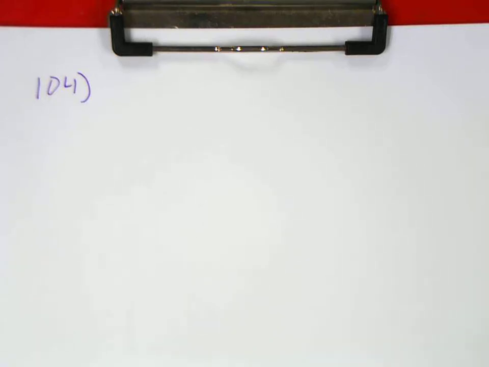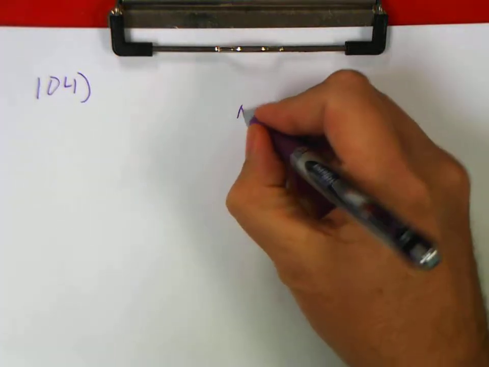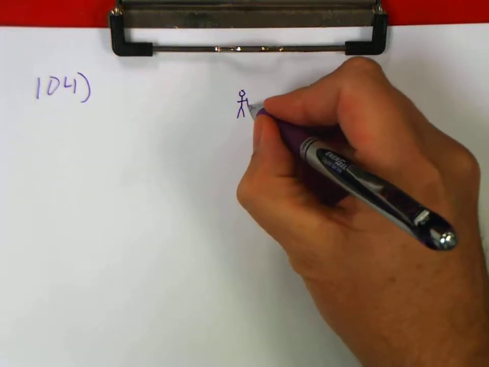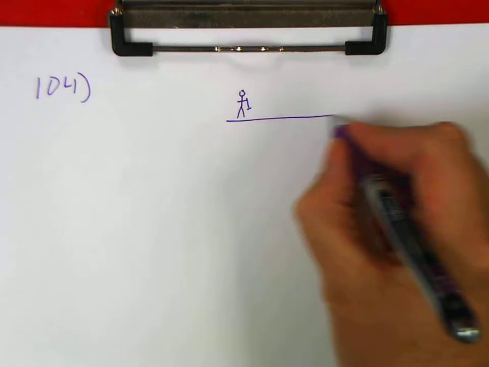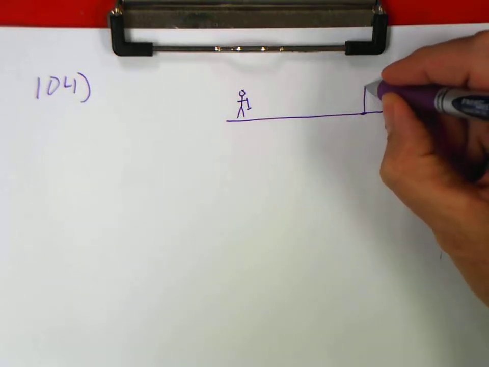Hi there. I'm going to work out number 104 from Chapter 2. 104 says, at the 18th green of the U.S. Open, you need to make a 20.5-foot putt to win the tournament. So you are over here, maybe with a golf club, and you need to make it into the hole over here.